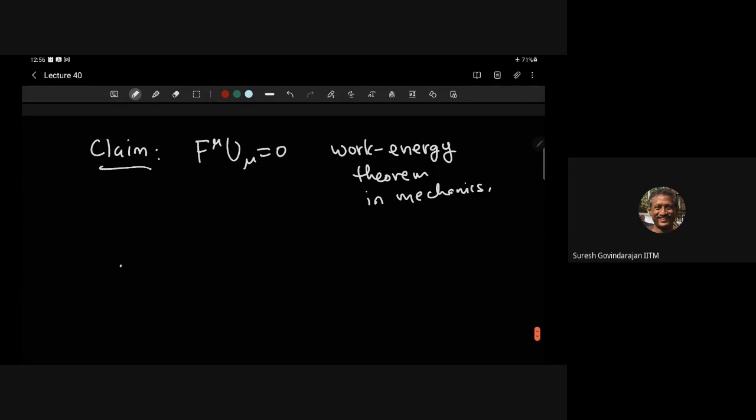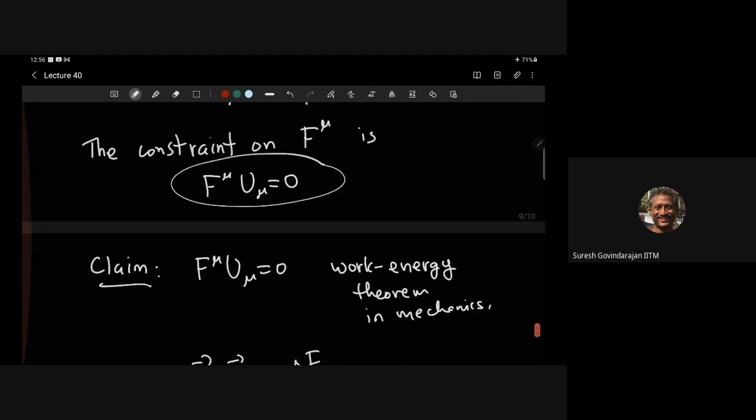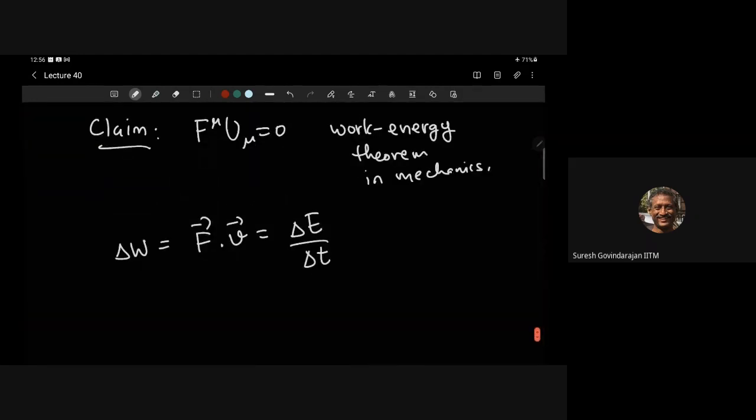That the work done on some particle, delta W, is some 3 vector force times velocity. Work done per unit time, F dot V, should be delta E by delta T. So you just go back and look at it and figure this out. You show that this is what it is. So this is the claim. Please check this on your own.